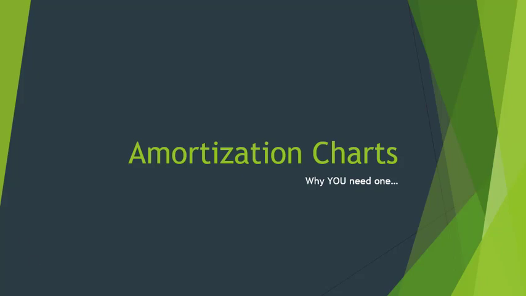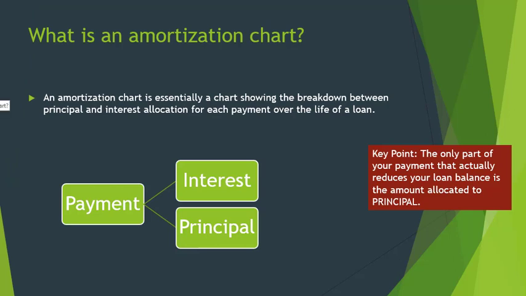If you have any kind of loan, you absolutely need an amortization chart, whether it's a mortgage, a car loan, a loan on a boat, or whatever else. If it's a loan, you need an amortization chart. So what is an amortization chart? I know it's a big word, it might sound intimidating, but it's super easy.